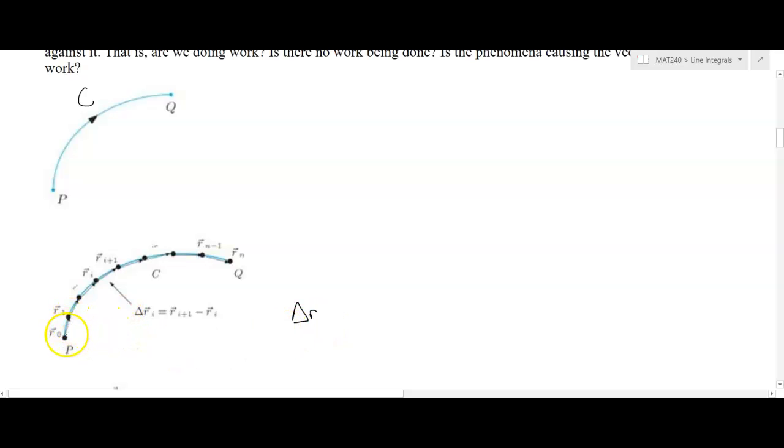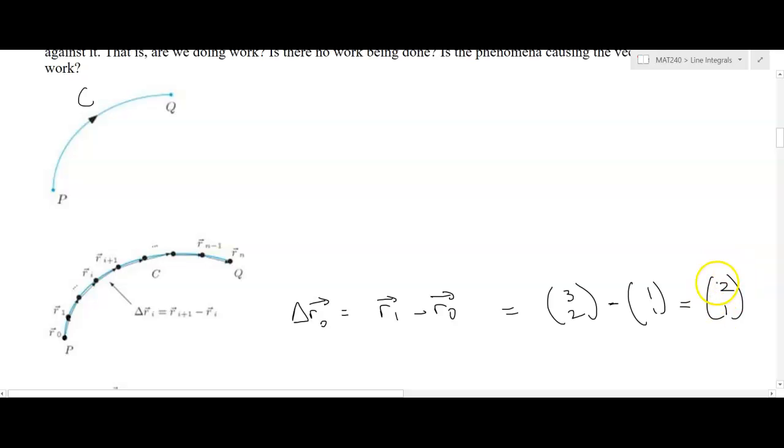For example, the change in position from this point to this point, we're going to call delta r naught, and that equals where your position is at location 1, minus where you are at position 0. For example, say you ended up at the point (3, 2) and you came from the point (1, 1). If you subtract these, in the x direction you traveled 2 units, in the y direction you traveled 1 unit, and this is your displacement vector, how far you traveled in both components.